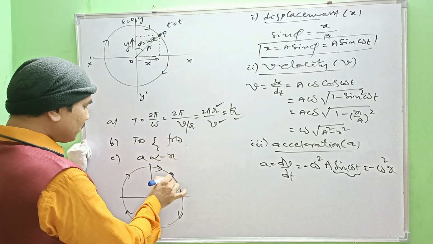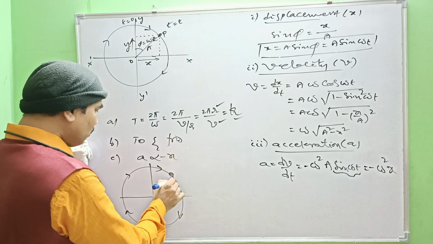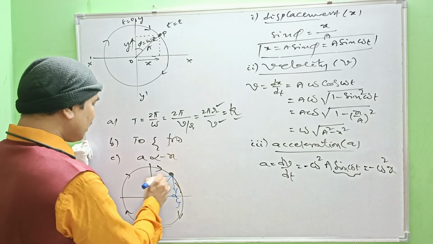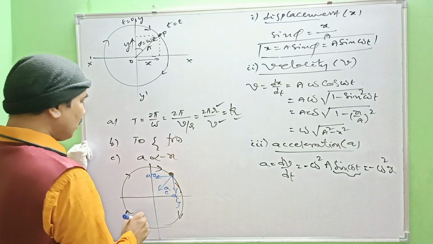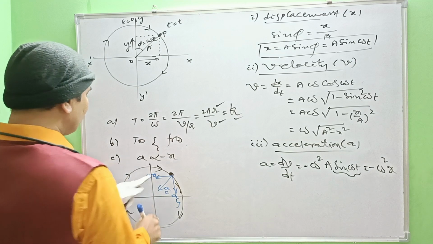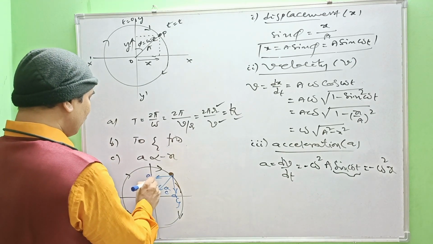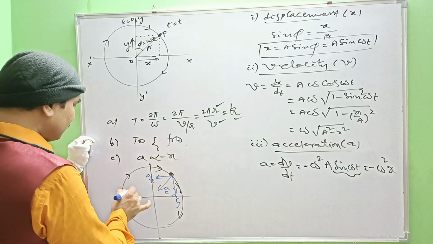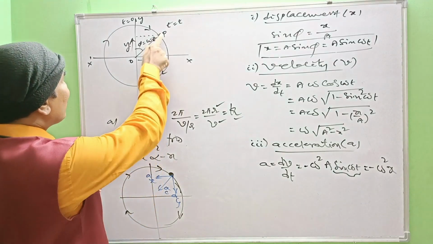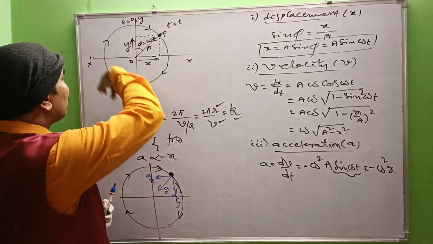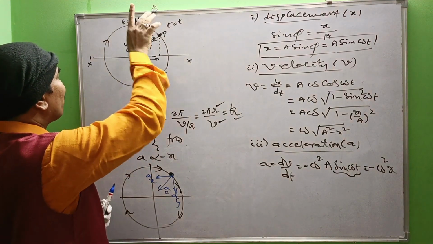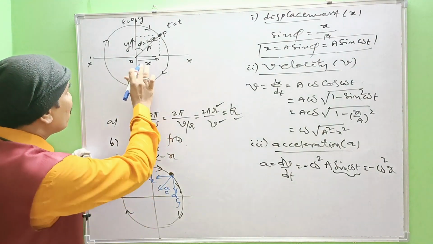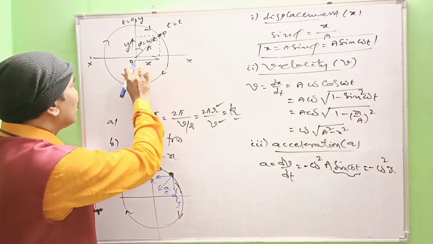When it is divided into two components here, this is AY, this is AX, right? See here, when the particle lies in the first quadrant during clockwise revolution, now what is the displacement here? Displacement is along the x projection, away from the center.